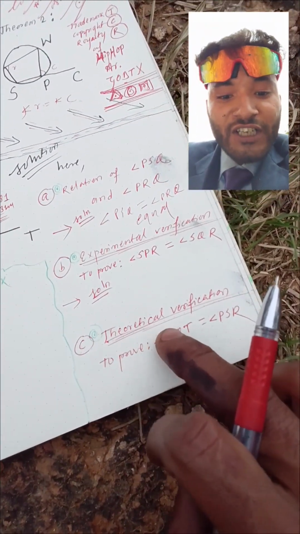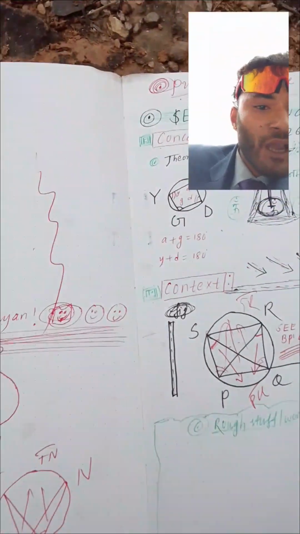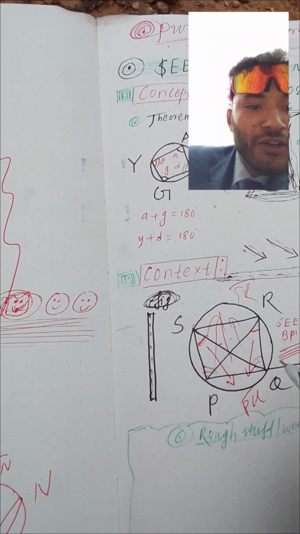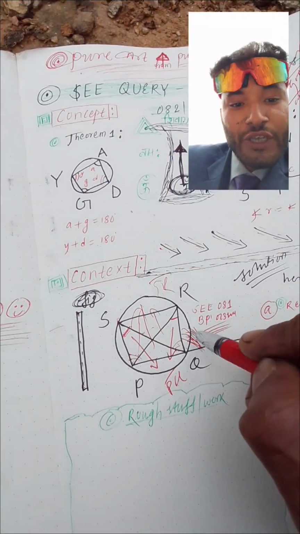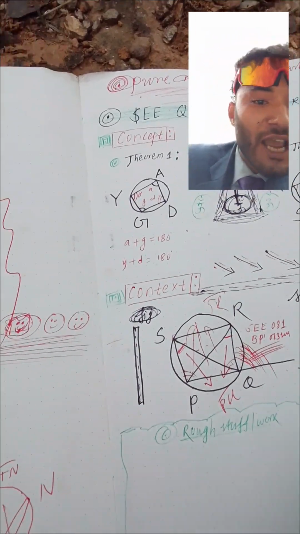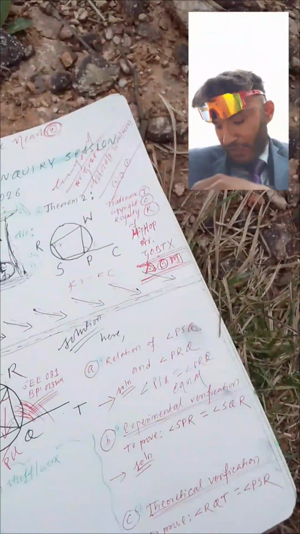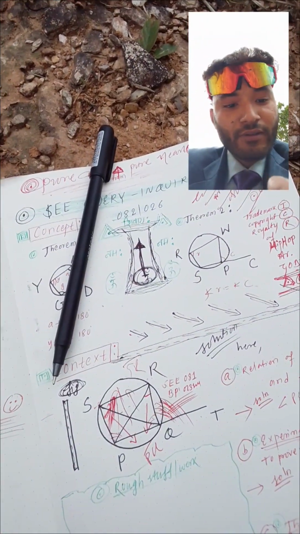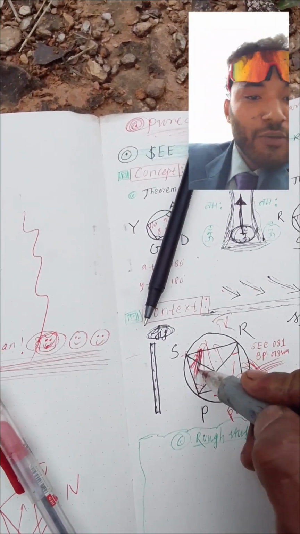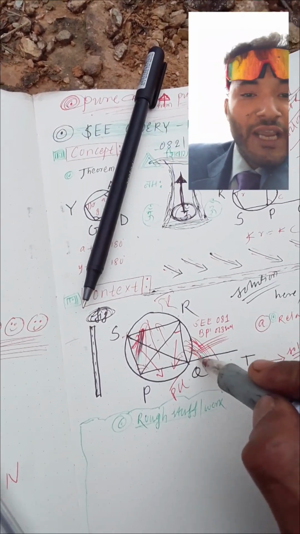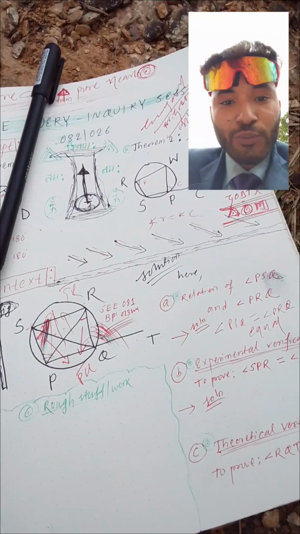Part C: theoretical verification to prove angle RQT is equal to angle PSR. This is angle RQT, and another angle is angle PSR. Let me take a different pen, the green pen. This is angle PSR, and this is angle RQT, right? How to prove this? We have to prove it theoretically. We are not allowed to prove it experimentally.